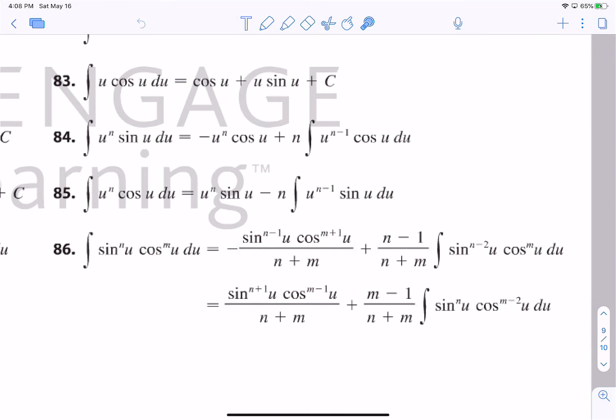So I'm looking here at the first form where the result is negative sine to the n minus 1 of u cosine to the m plus 1 of u divided by n plus m, plus n minus 1 over n plus m times the integral of sine to the n minus 2 of u cosine to the m of u du. What I'm noticing here is that the sine to the n minus 2 of u means that that sine power is going to drop. And so I'm going to use this form here.